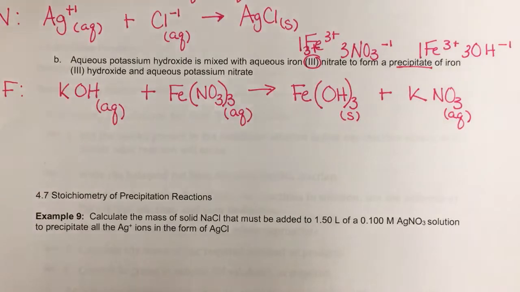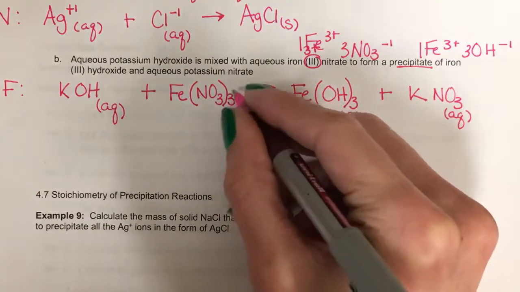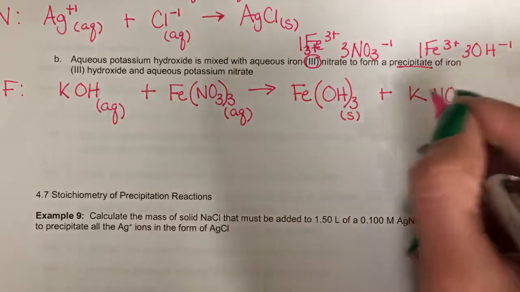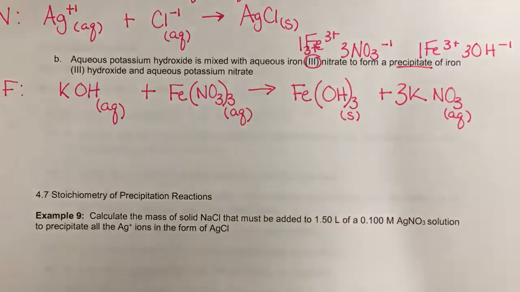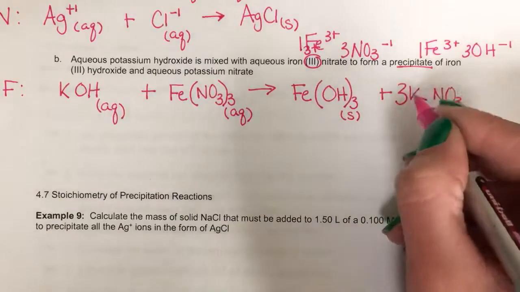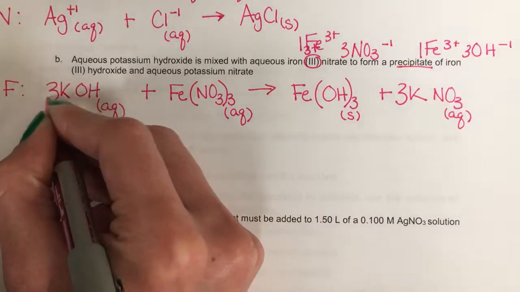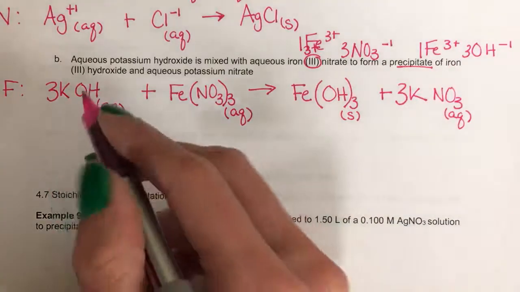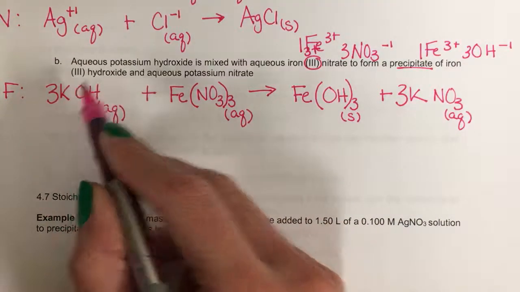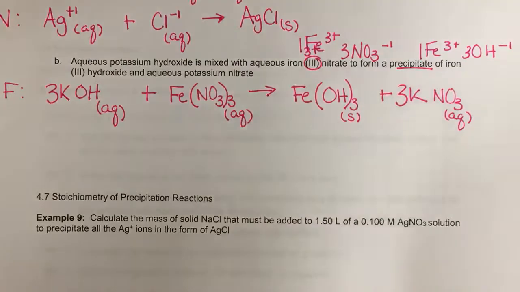I need to balance it. Okay? So I started with 3 nitrates here, so I need 3 nitrates here. That gives me 3 Ks, so I need 3 Ks. That gives me 3 OHs. Oh look, I've got 3 OHs.